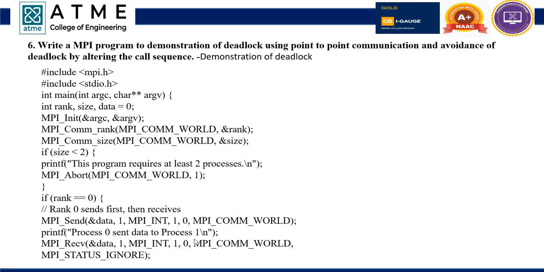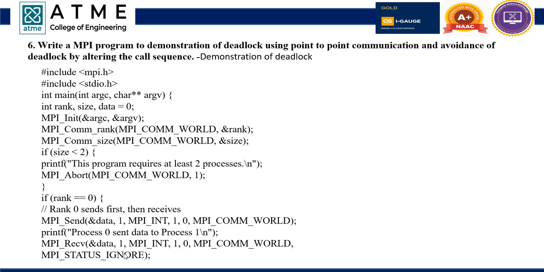data to process 1. Now, MPI receives the data. So, rank 0 receives from rank 1. Now, MPI_Recv: the buffer to receive data is received data, the number of elements is initialized to 1, and MPI_INT says the data type, and this is the source rank, and this is the message tag, and this is the communicator.